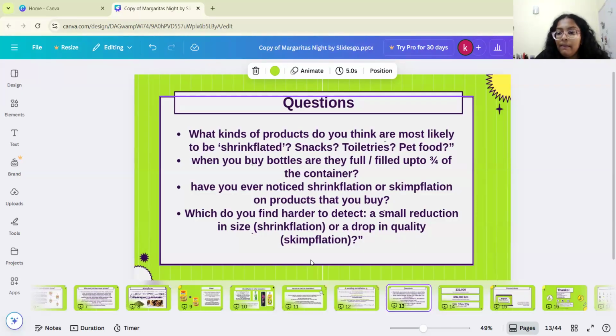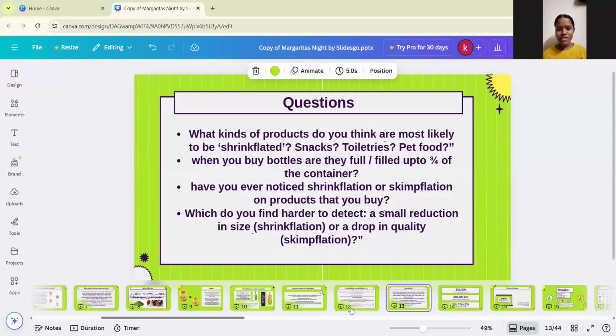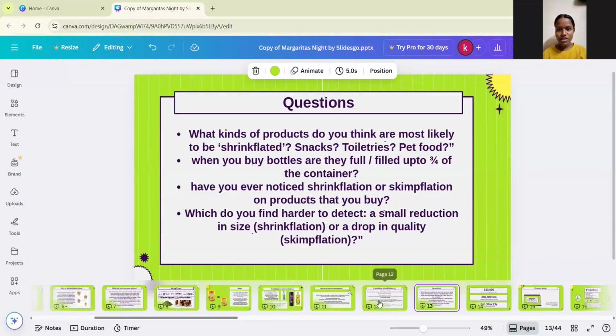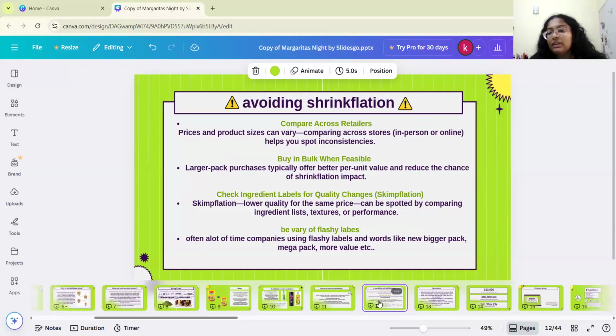Yes, Mansi? As it's harder to detect skimflation, do you have any idea how we can avoid it and how we can be aware of this type of inflation? Yeah, so there are quite a few things you can do. I suggest that when you are buying products, you buy them in bulk. So instead of buying the small bottles, for example, when you're buying hand wash, instead of buying the small Dettol bottles, you can buy the bigger refill packs. They have less shrinkflation and you will get more worth for your money.